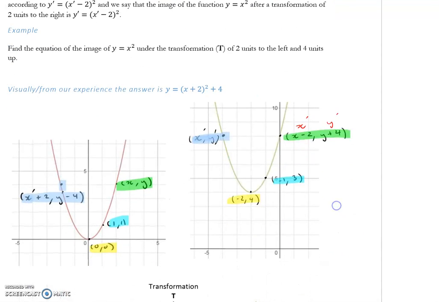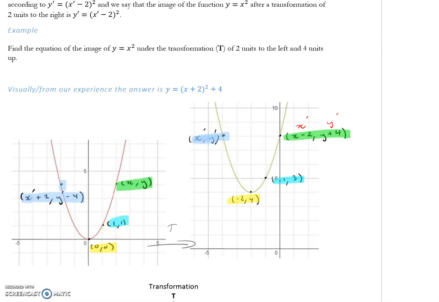And so I've got another picture there, 2 units to the right, 2 units to the left, and 4 units up. And again, we should be able to see, okay, this coordinate here has gone, after the transformation, 2 units to the left and 4 units up, so it goes to that point.